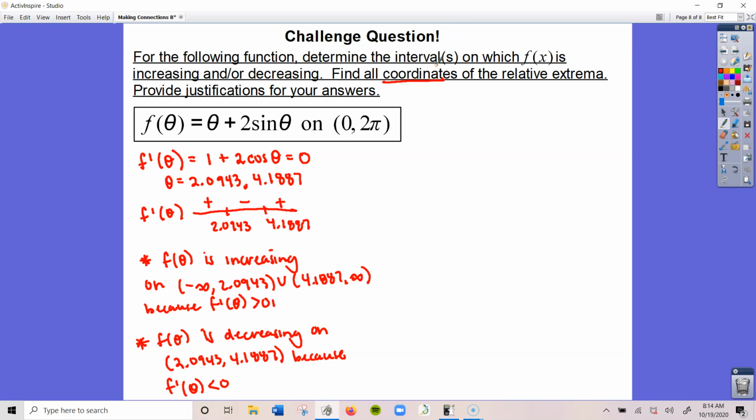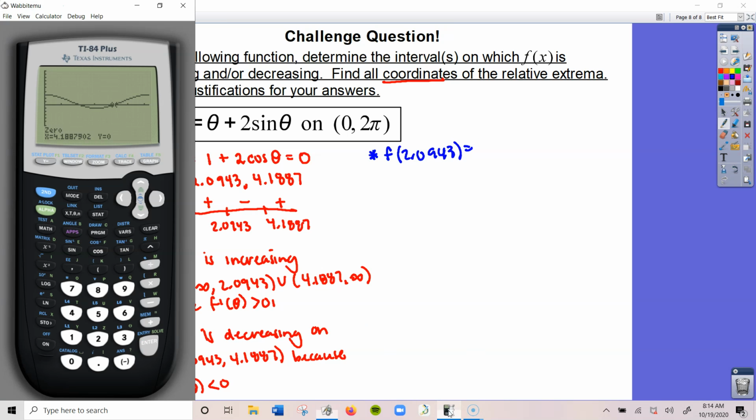Now remember, our coordinates are when we plug in those critical numbers back into the original function. Now the good thing is, because this is a calculator question, I don't have to actually plug it in and get those values. The calculator is going to do that for me. So first I'm going to find f of 2.0943. So what I'm going to do is go to the calculator. I'm going to go to my y equals.